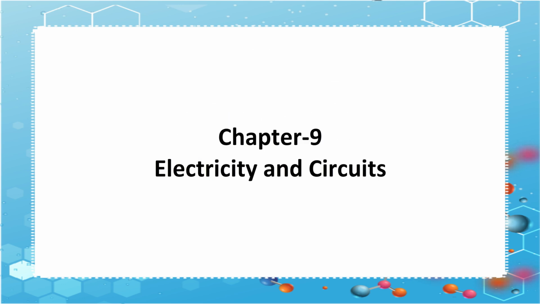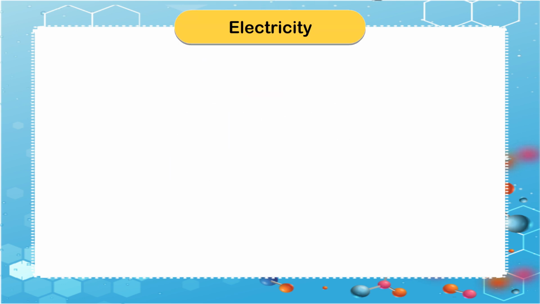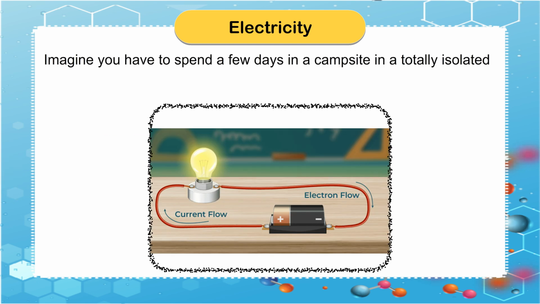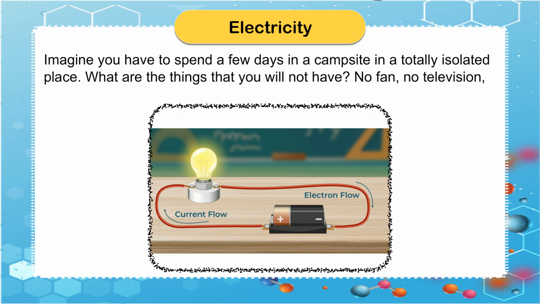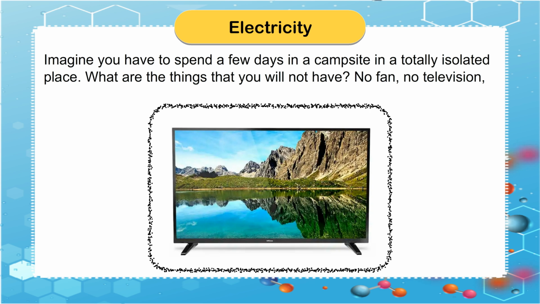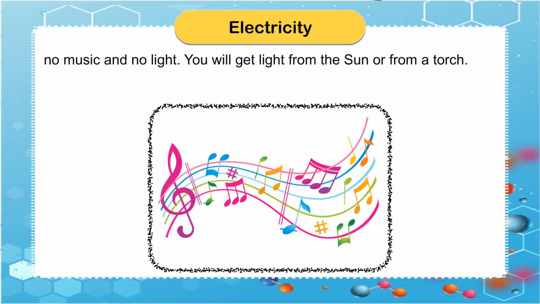Chapter 9. Electricity and Circuits. Electricity. Imagine you have to spend a few days in a campsite in a totally isolated place. What are the things that you will not have? No fan, no television, no music and no light.